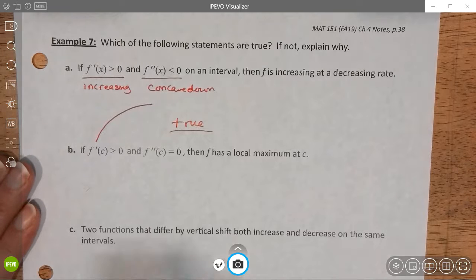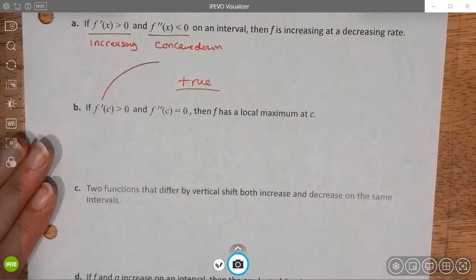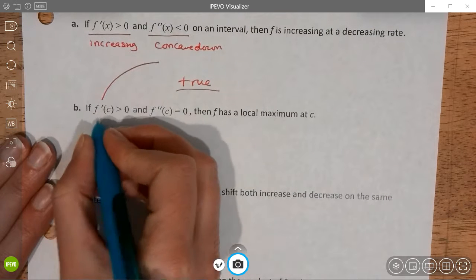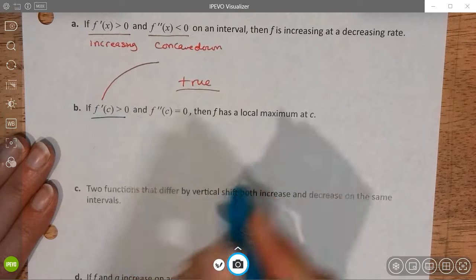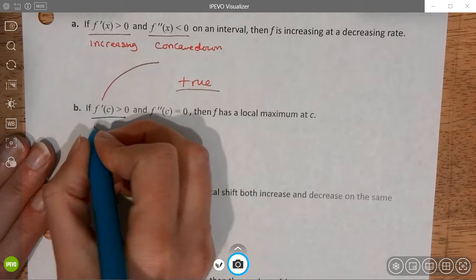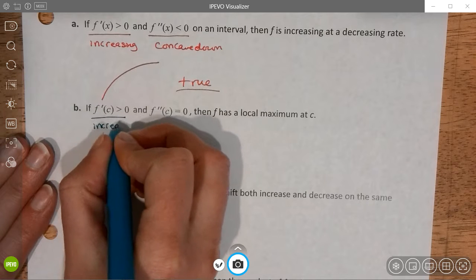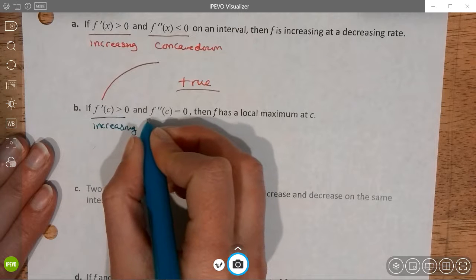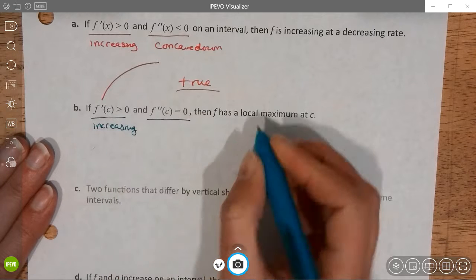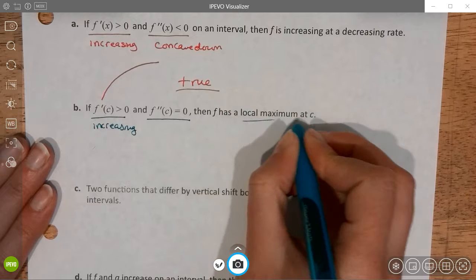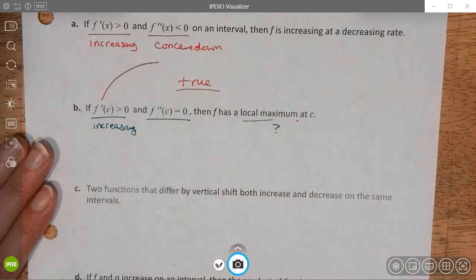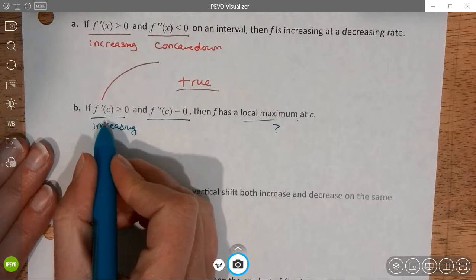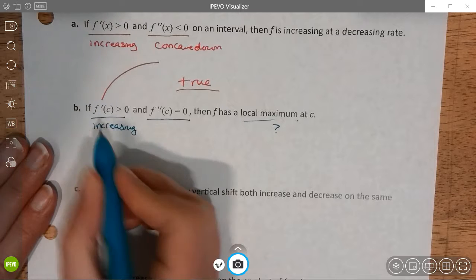Second, if f prime is greater than 0, that means that we are increasing, and the second derivative is equal to 0, then f has a local maximum. I'm increasing. I'm not even at a critical value, so I'm not even at a candidate for extrema, so this needs to be false.